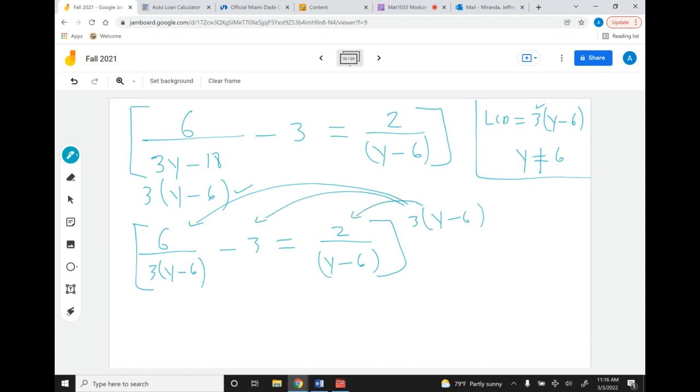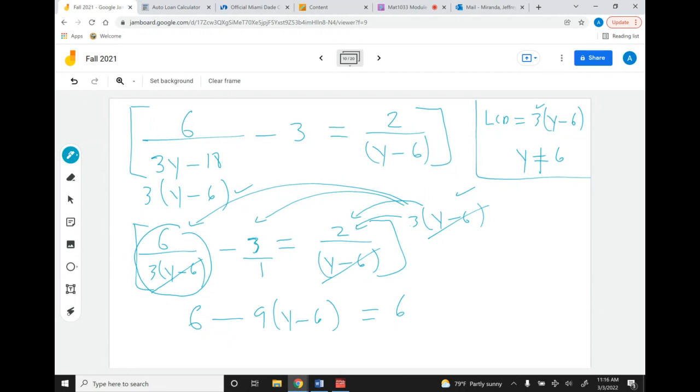All right. Notice that when I multiply this term, this term cancels. So what's left? 6 minus. This 3 is a numerator. So 3 and 3 gives you -9 times y minus 6 equals, what cancels this time? This cancels. What's left? 3 times 2 is 6. You see?